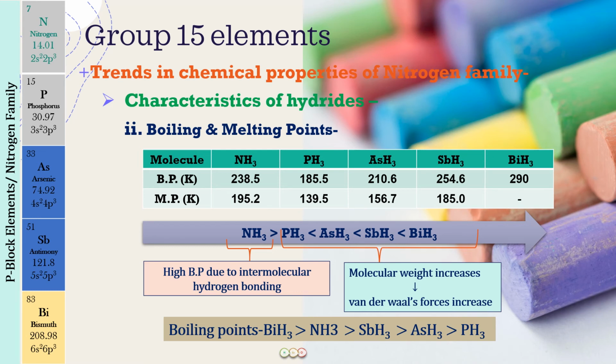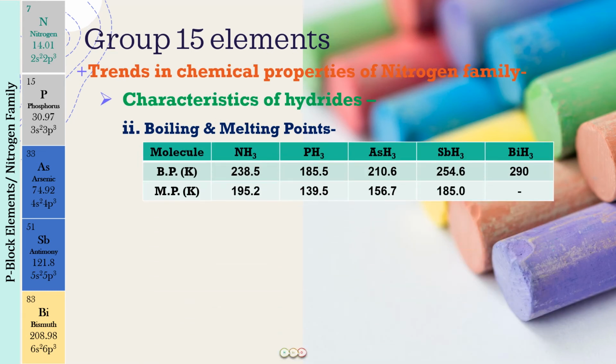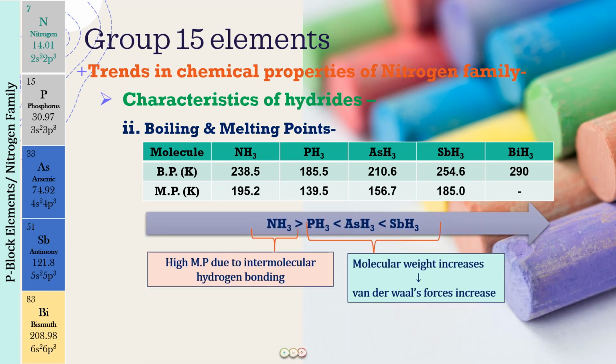Okay. So next we have the melting point, and the trend is essentially the same. We do not have the value for bismuth hydride, so we can compare the melting points of the rest of the group 15 hydrides. Again, ammonia will have a higher melting point of 195.2 Kelvin, and from phosphine to antimony hydride, you can see that the melting points are increasing.